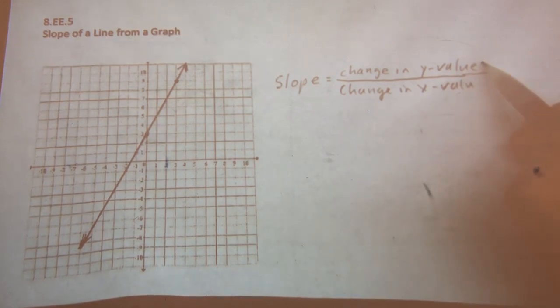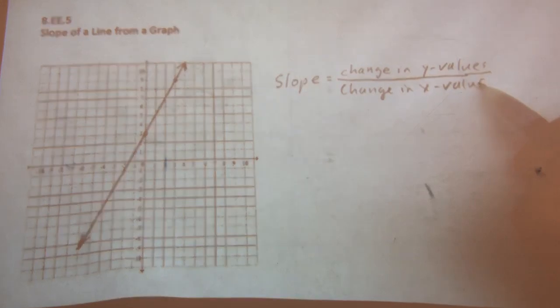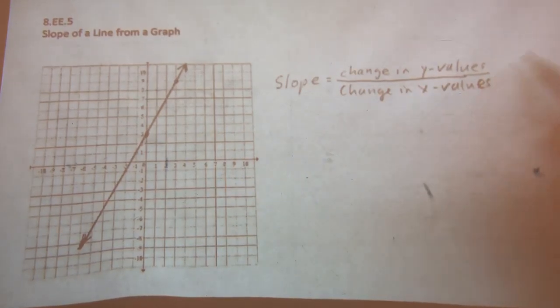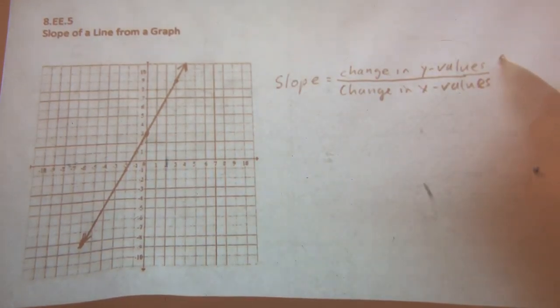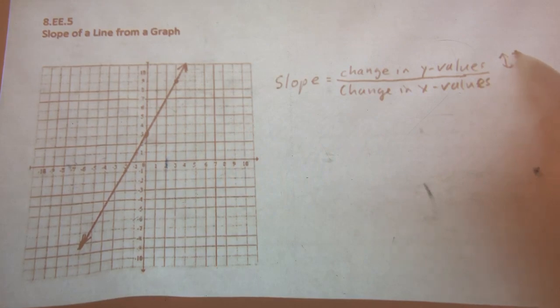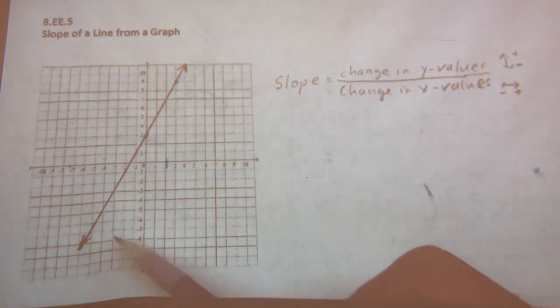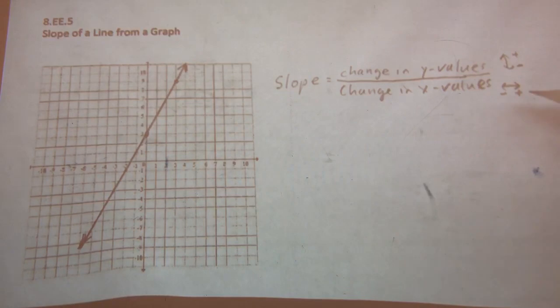I should probably spell that correctly. There we go. So if that change is vertical, it's positive. If it goes down, it's negative, and with the change in the x values, if it goes to the left, it's negative, and to the right, it's positive. Although you generally measure slope always from left to right, so this is almost always positive.